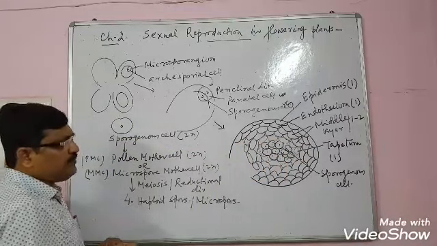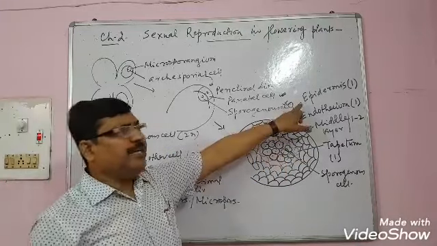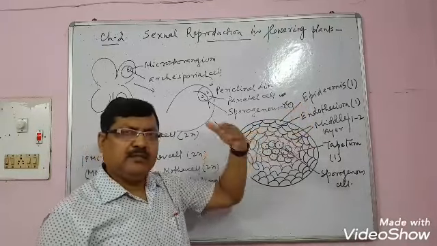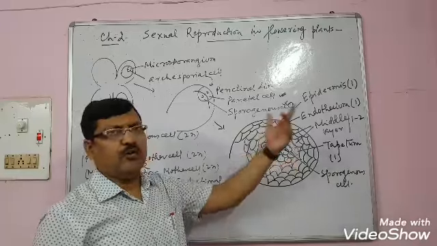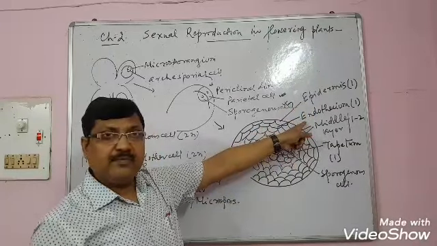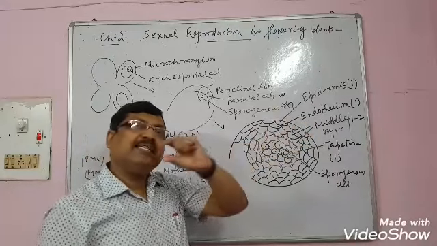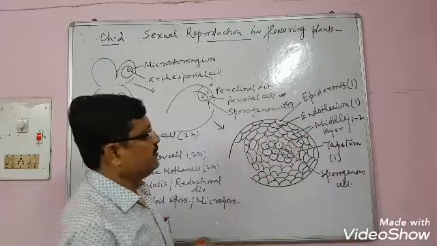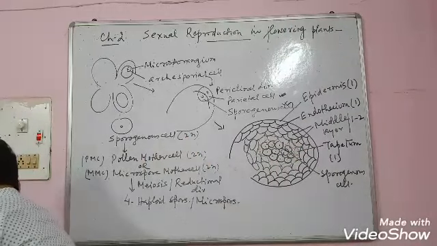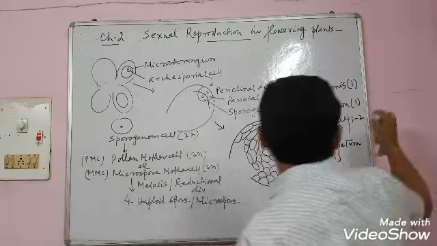Now, the epidermis is a protective layer. It only gives protection. It is the outermost layer, a single layer. Below that is the endothecium. This endothecium has fibrous thickening.